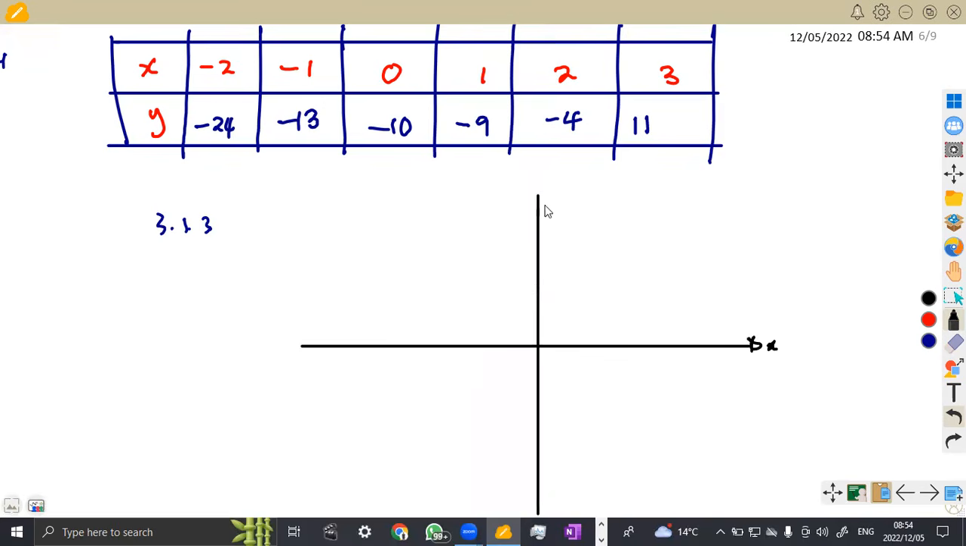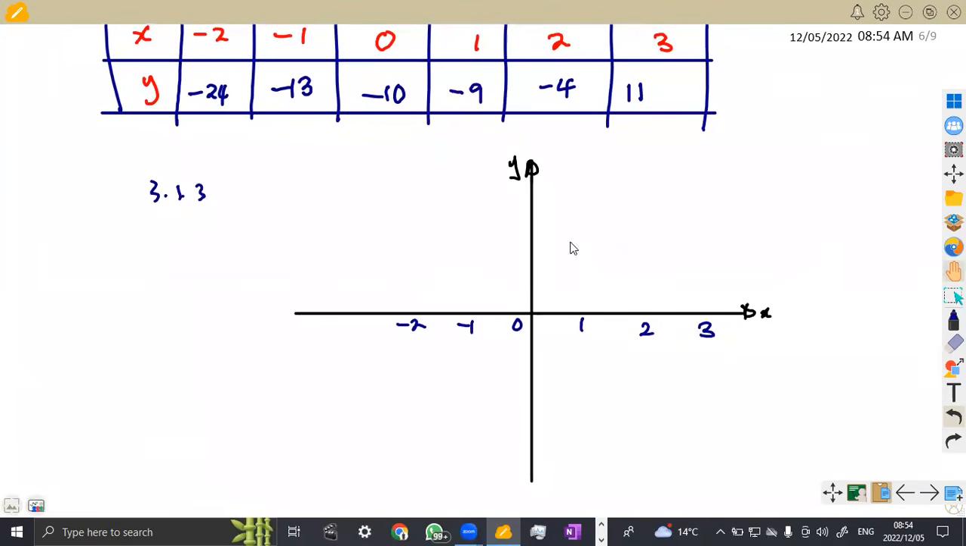Okay, so that's your x-axis and that's your y-axis here. So we've got a 0 here, -1, -2, 1, 2, 3. All right, so just looking at the values here, we've got more of negative values there. So you can just say this is -5, this is -10, this is -15, this is -20, this is -25. Okay, then the positive, we've got 5, we've got 10, we've got 20, just like that.